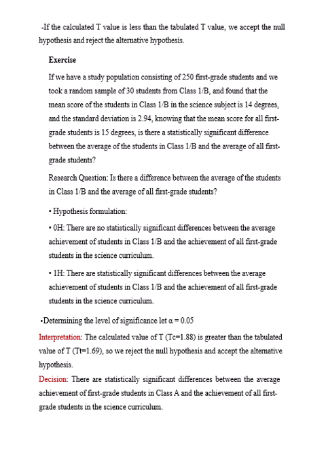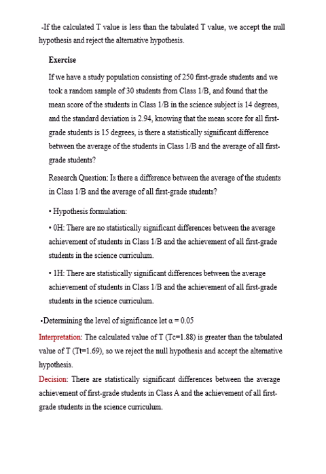Exercise. If we have a study population consisting of 250 first-grade students and we took a random sample of 30 students from Class 1B, and found that the mean score of the students in Class 1B in the science subject is 14 degrees, and the standard deviation is 2.94, knowing that the mean score for all first-grade students is 15 degrees, is there a statistically significant difference between the average of the students in Class 1B and the average of all first-grade students? Research question. Is there a difference between the average of the students in Class 1B and the average of all first-grade students? Hypothesis formulation.